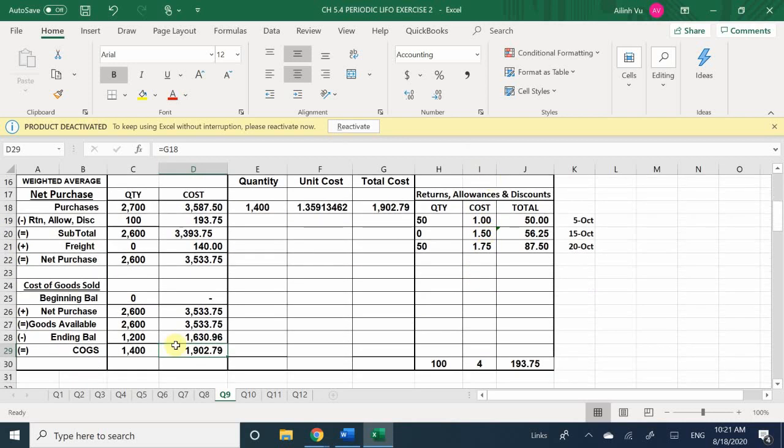Okay? So here we found an average cost per item by taking the total cost available over the total quantity available, right? We took our goods available and we found our new cost per item. And because this is utilizing all 2,600 items, it doesn't matter how many items we sell or what batch we're taking out of. We could choose either doing ending inventory or cost of goods sold, and boom, we get our answer right there. Simple, easy, straightforward.